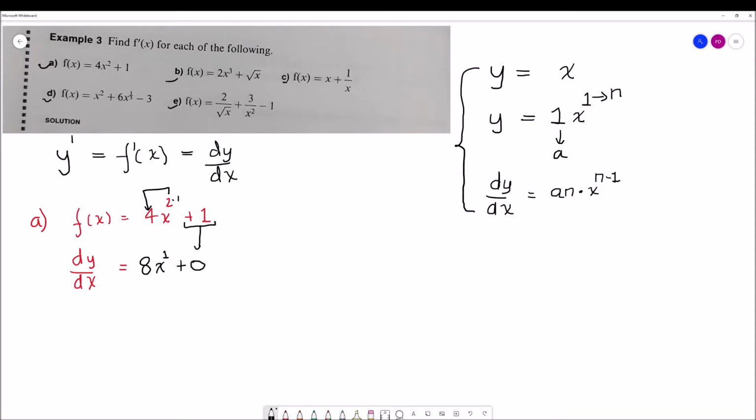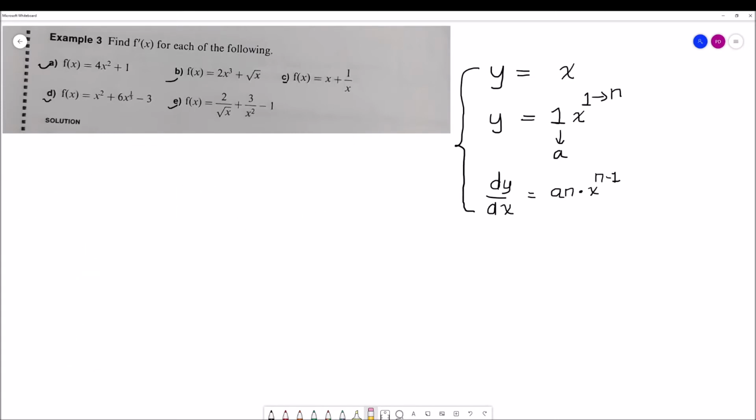If you're wondering why, it's because 1 is equal to 1 times x to the power 0, so if you multiply by the power 0, it will be 0. The derivative of any constant is always equal to 0 because it is a constant and there is no change involved. So that's the reason. That's our answer: f prime of x is equal to 8x.